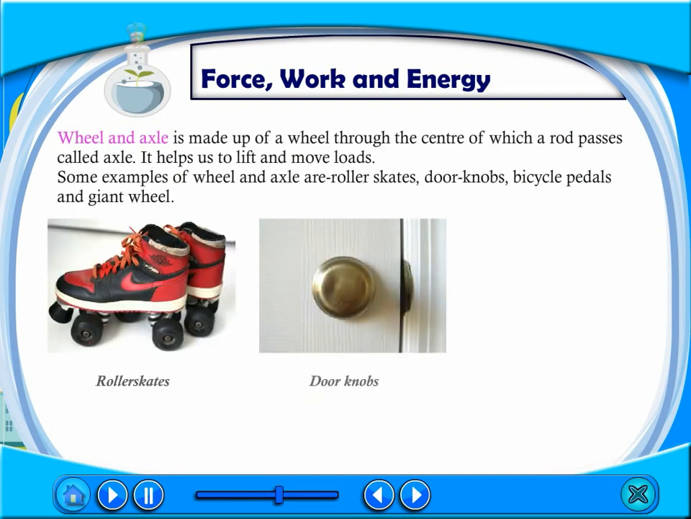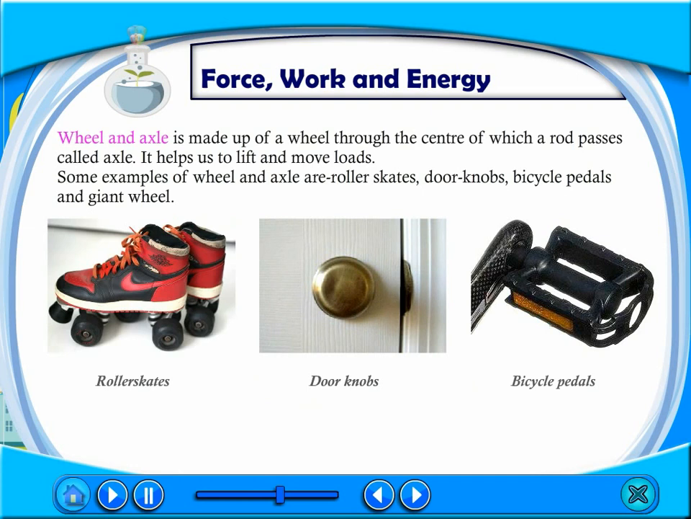Wheel and axle is made up of wheel through the center of which a rod passes called axle. It helps us to lift and move loads. Some examples of wheel and axle are roller skates, doorknobs, bicycle pedals and giant wheel.